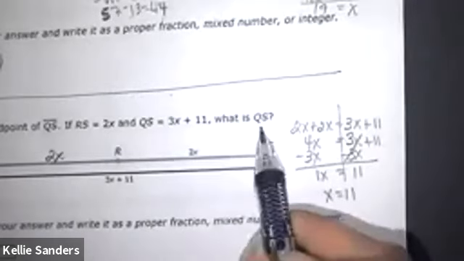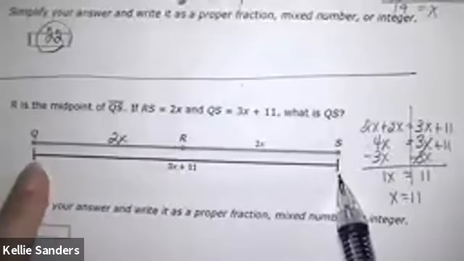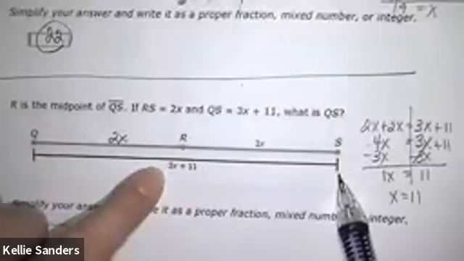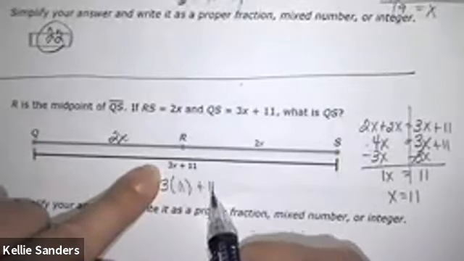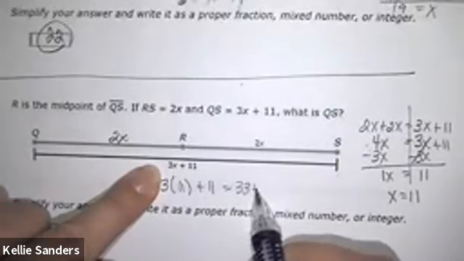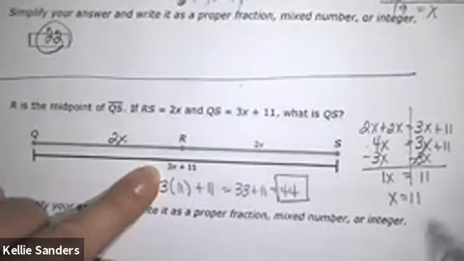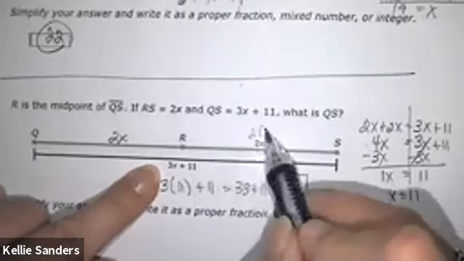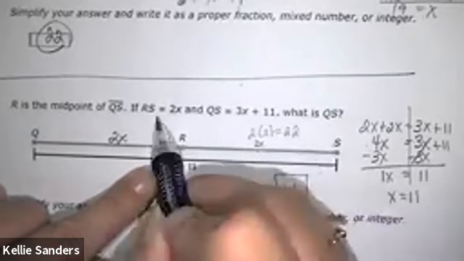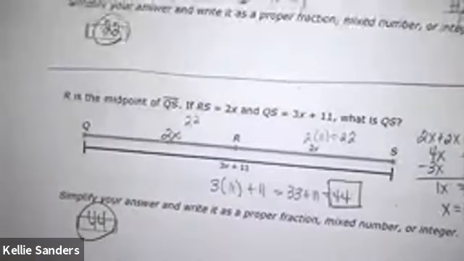It's asking for QS. QS is the whole thing. So 3 times 11 plus 11, 33 plus 11 is 44. I'm saying 44 is the answer. So if I put 11 into this x, 2 times 11 is 22, which would make that 22, and 22 plus 22 is 44. So 44 sounds like it is the correct answer.